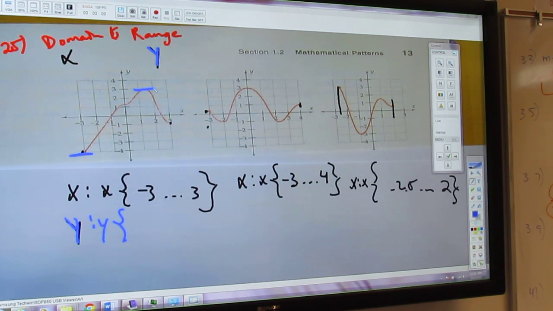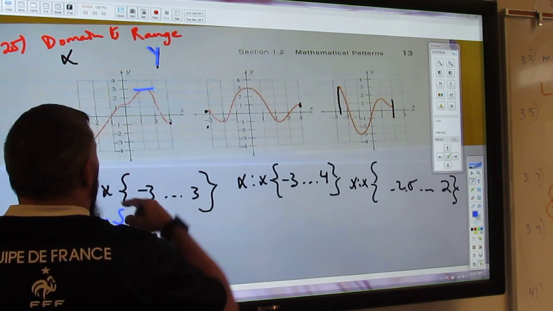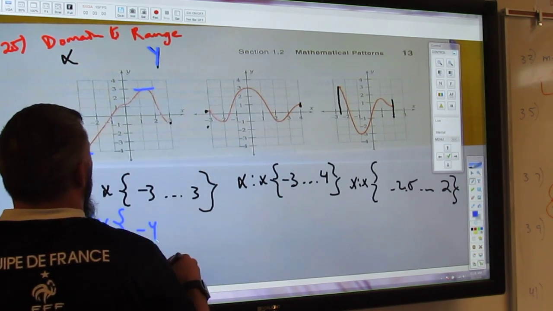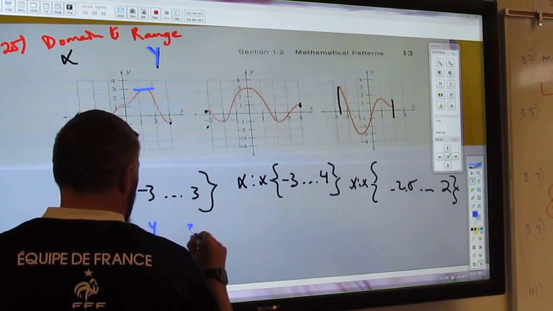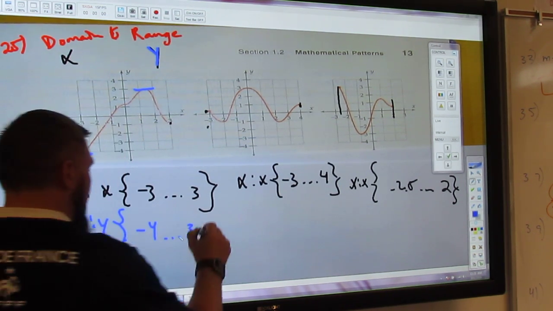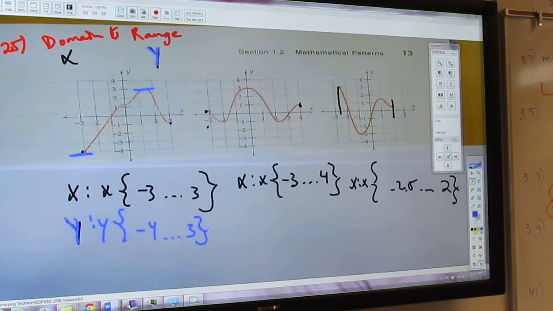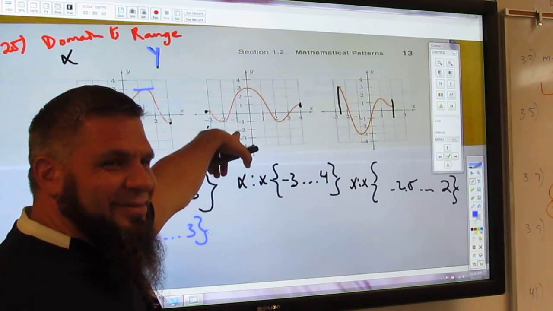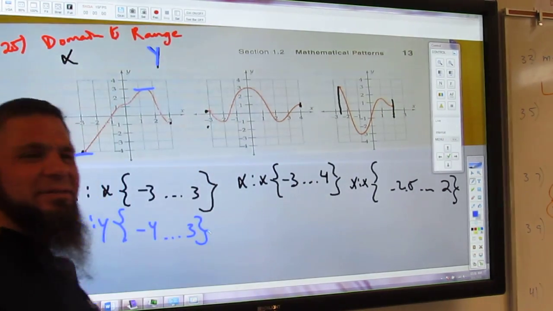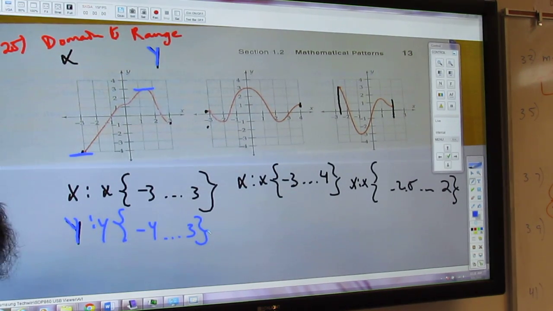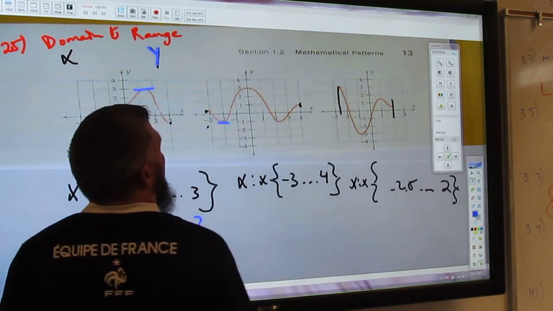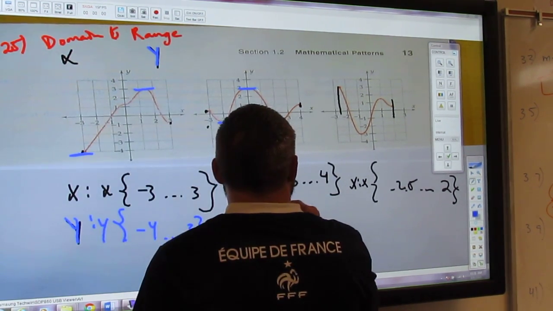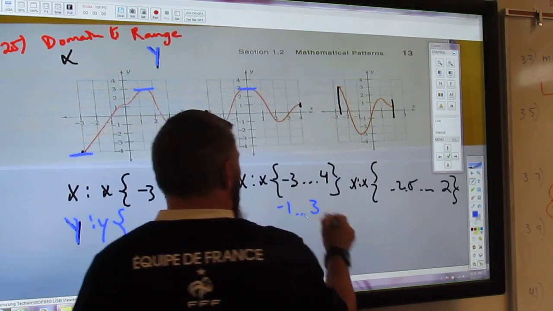So what are those numbers? Yeah, and everything in between, right? So we're going to go -4 to 3. Dot, dot, dot. Does that make sense, Wyatt? Yeah. So on this one, what's the lowest? The second one? -1? Yes, -1. And the highest? 3. Good job. So -1, 3. Dot, dot, dot. That's how you do that.